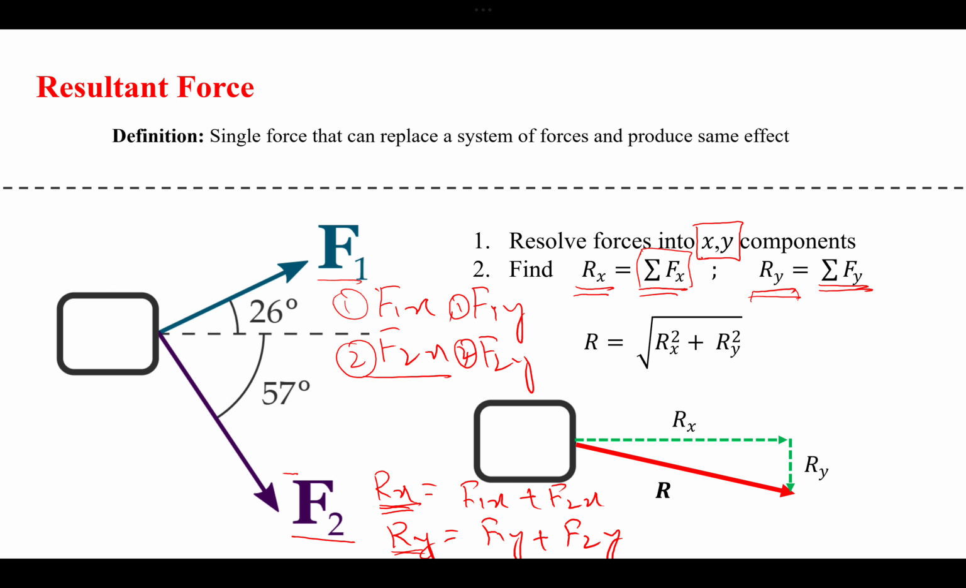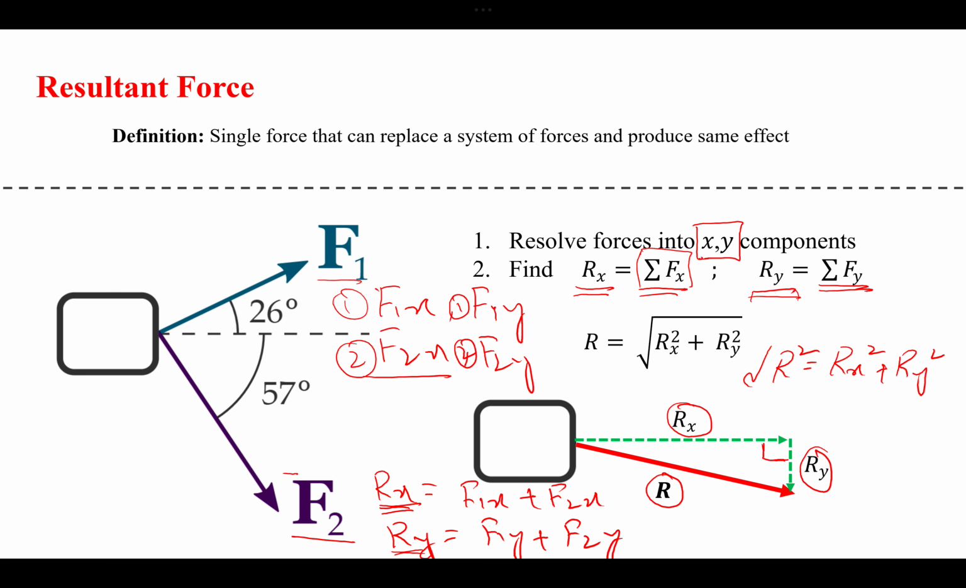And what we are left with is a component of the resultant in the x direction and a component of the resultant in the y direction, and they are perpendicular, having 90 degrees. Now once we have a triangle like this, we can calculate the third side using the Pythagoras theorem, which is R squared is equal to Rx squared plus Ry squared.